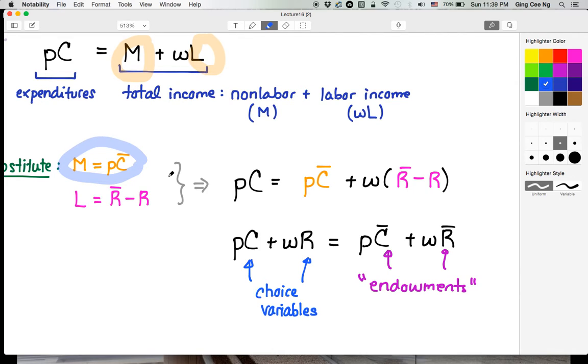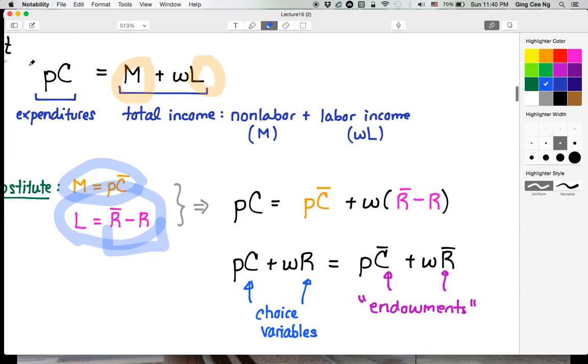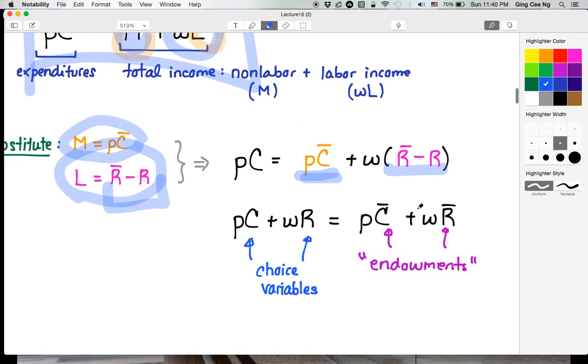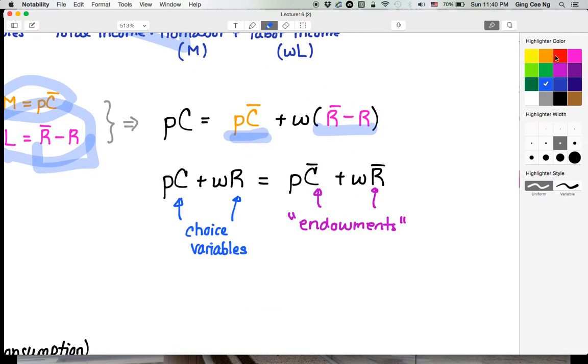And we're also going to substitute in the fact that L, which is your labor supply, is just equal to this differential between your maximum leisure time available and the actual number of hours of leisure that you spend. So plugging that into our budget constraint here, instead of M, we have P times C bar, and instead of WL, we're going to substitute out L and replace it with R bar minus R. And then we simplify, and you're just going to get this thing here.